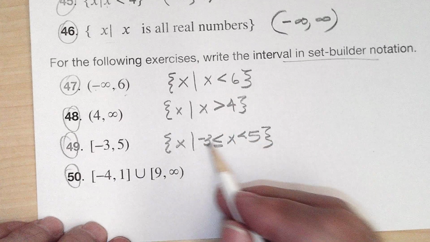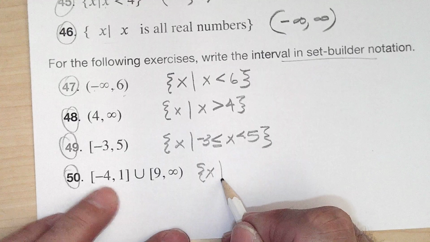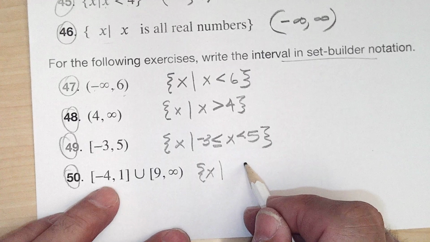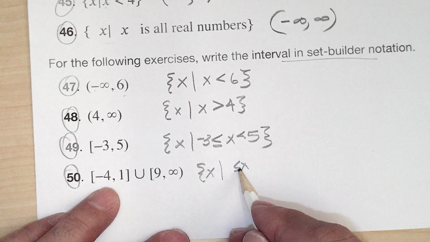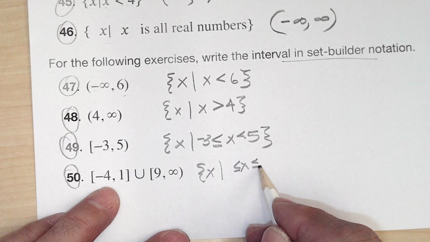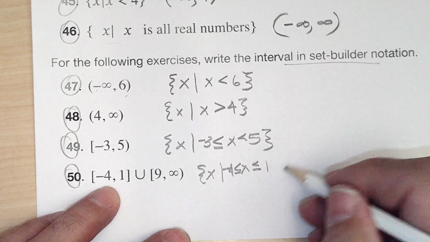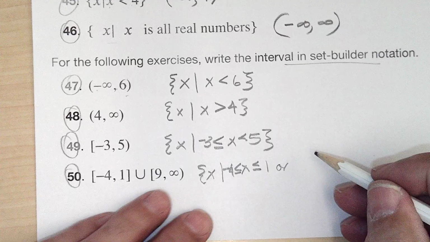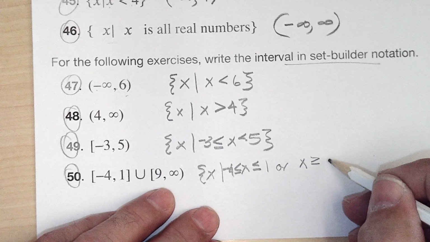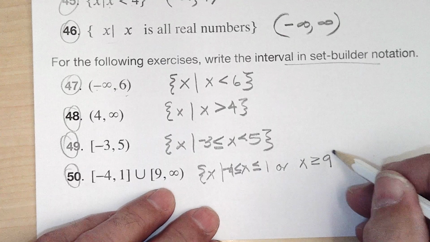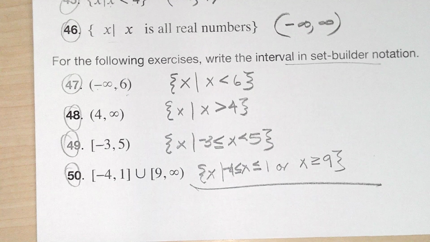And this one says the set whose elements are numbers, such that the numbers are between and equal negative 4 to 1, or they could satisfy the numbers greater than or equal to 9 to infinity. And that's the set builder notation.